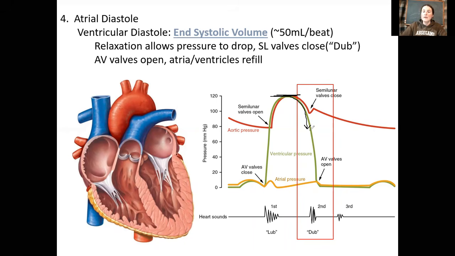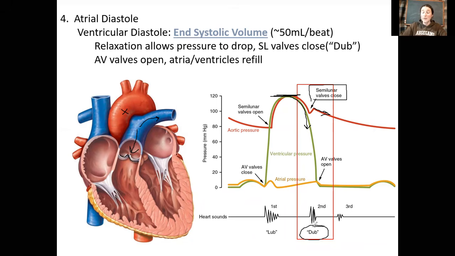As soon as the ventricular pressure is less than the pressure of, for example, the aorta, the semilunar valves are going to close, right? So these guys are going to snap shut, making sure that blood doesn't fall back into the heart. We only want it to go out. We don't want it to go back in, okay? And so again, we hear a sound. The semilunar valves closing is the dub, the second heart sound of the lub-dub, lub-dub, lub-dub.